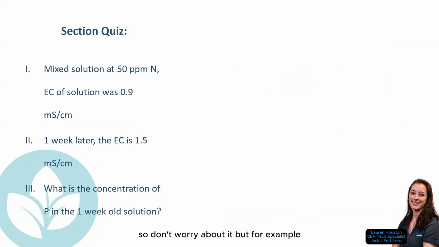But for example, say that we mixed our nutrient solution at 50 parts per million nitrogen, like is listed on the label. We know that the solution is supposed to be 0.9 at the EC. So a week later, we let the solution run, the plants are taking stuff up, everything's going great. And a week later, the EC has climbed to 1.5. What would the concentration of phosphorus be in this recirculating system where the EC has increased over time?